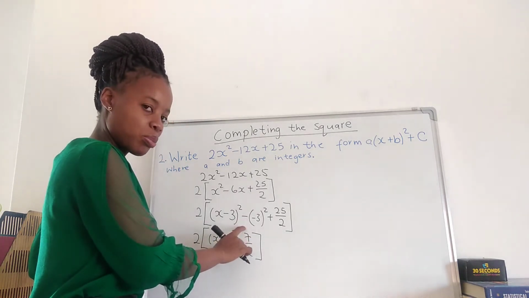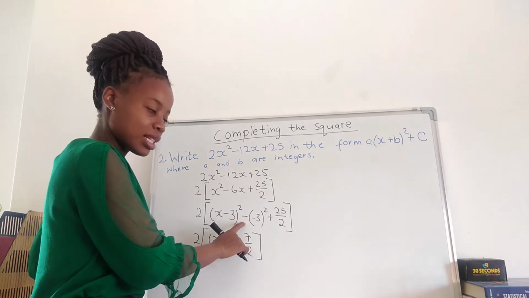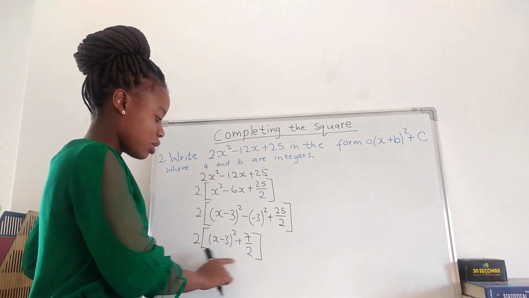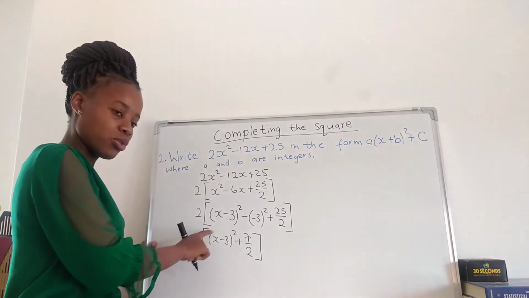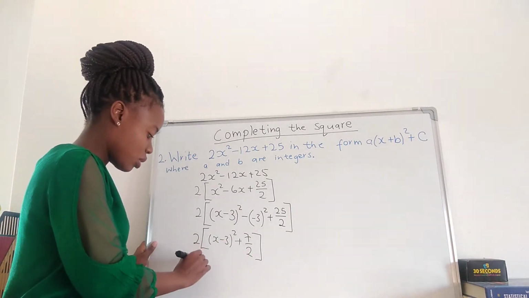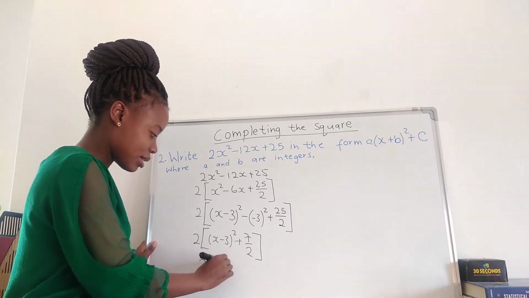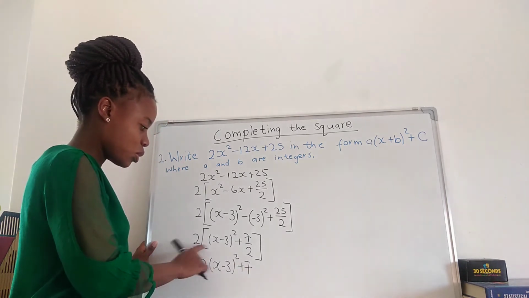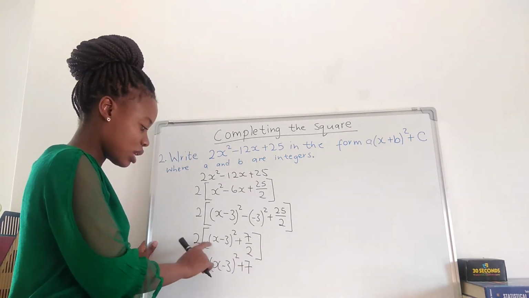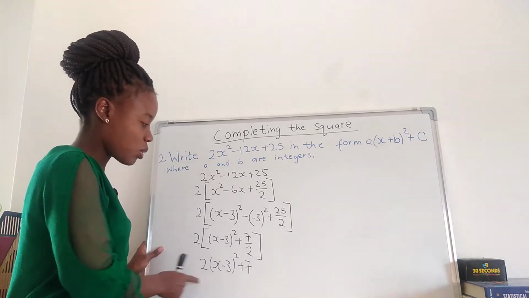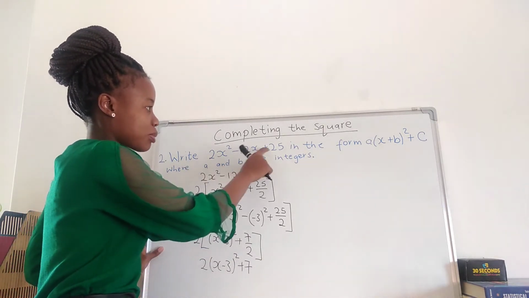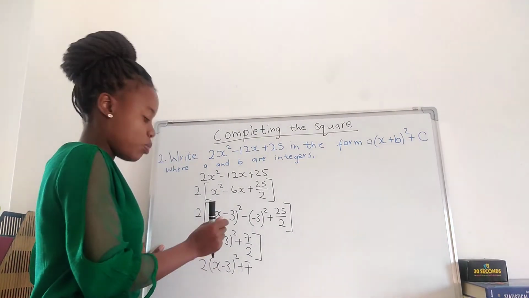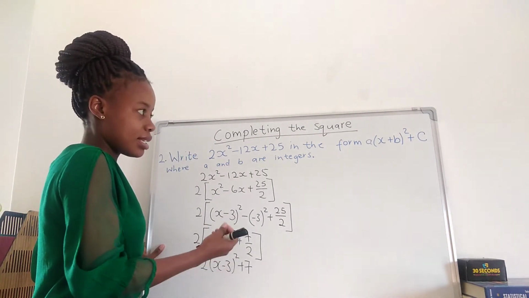Make sure that when you punch in your calculator, you start with this negative. Don't just punch from here to here. Start with this negative. Okay, so we have this. Now we're going to remove this big bracket. We're going to have 2(x minus 3) squared plus 7, because 2 times 7 over 2 is 7. 2 times this is this, right? So we managed to express our expression in this form, where A is 2, B is negative 3, C is 7.